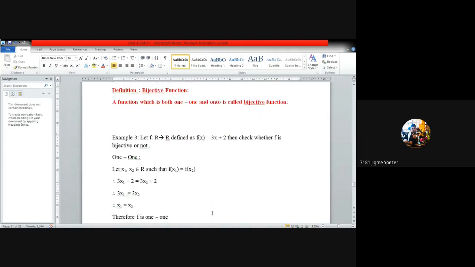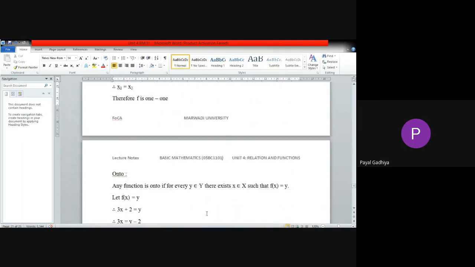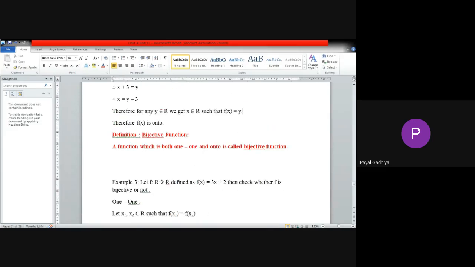Okay, so the next definition is of the bijective function. That we will see in the next session, I guess. You do this much in your homework. Right now it is necessary. Whatever homework I have given to you, please do it at home. Your examinations are coming.